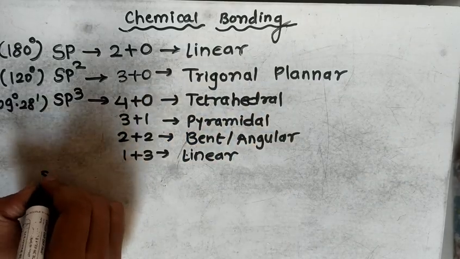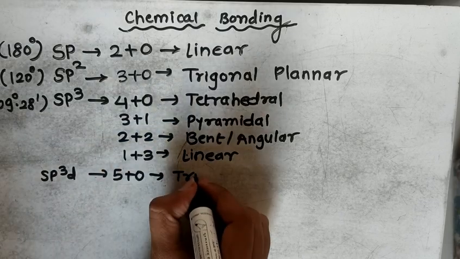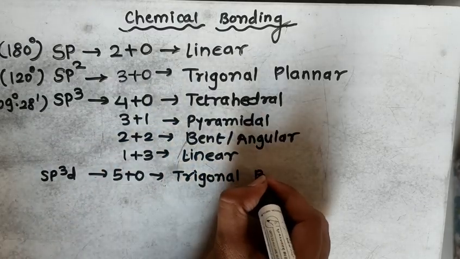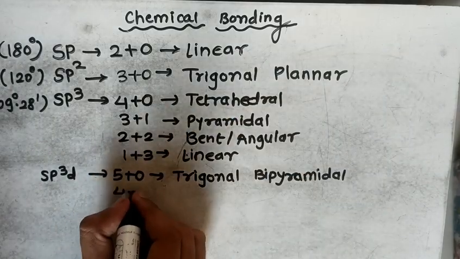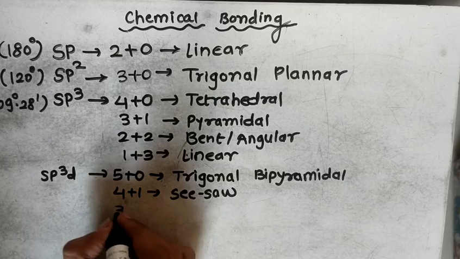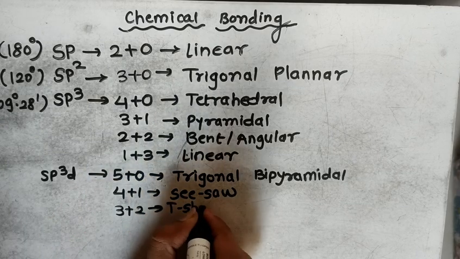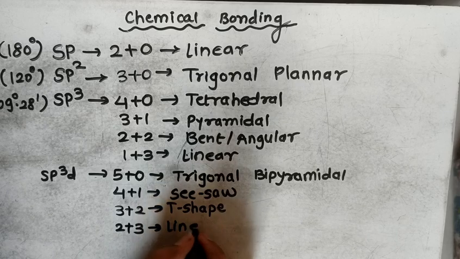Next is sp3d. 5 plus 0, trigonal bipyramidal. 4 plus 1 is seesaw shape. 3 plus 2 is T shape. And 2 plus 3 is linear shape.